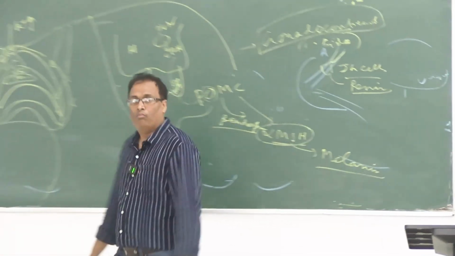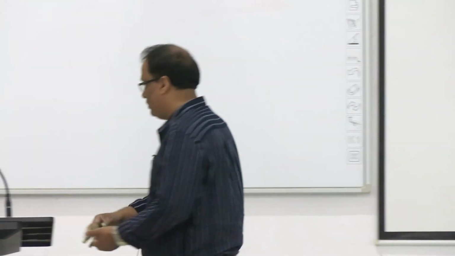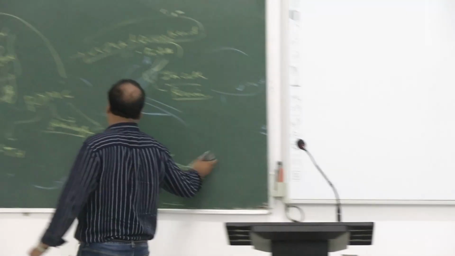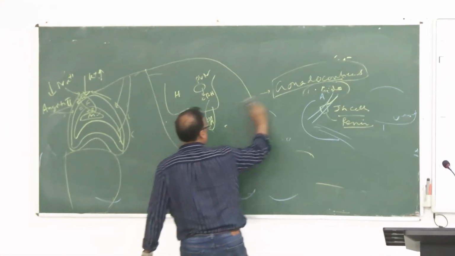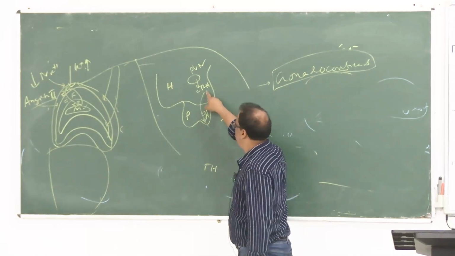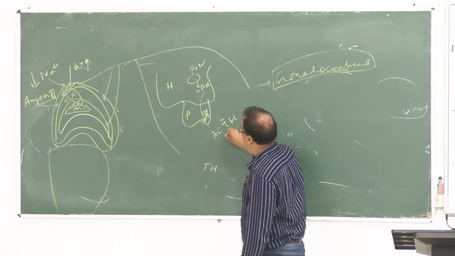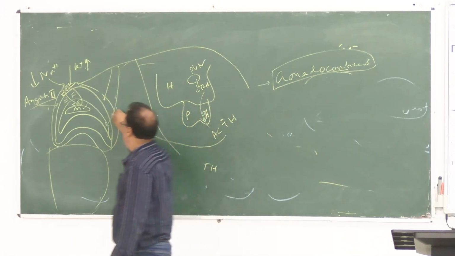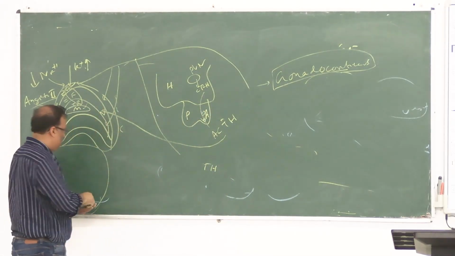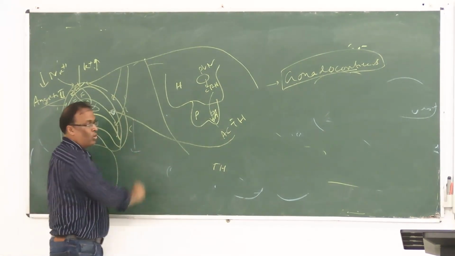Another is that Zona fasciculata releases glucocorticoids, mainly cortisol. Who can tell me the function of cortisol? Tell me one function of cortisol. Again the same system: CRH, then ACTH, and that will affect which layer? Here, the Zona fasciculata, for the release of cortisol.